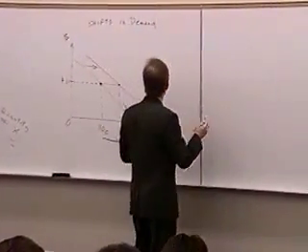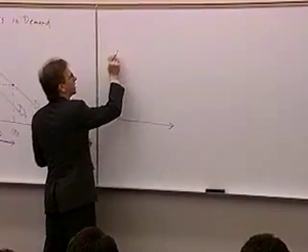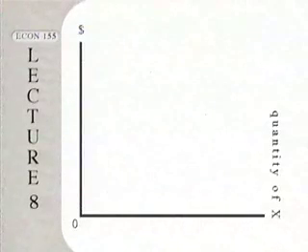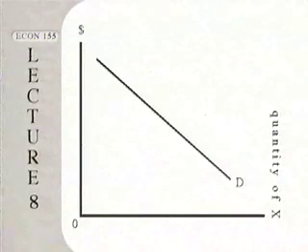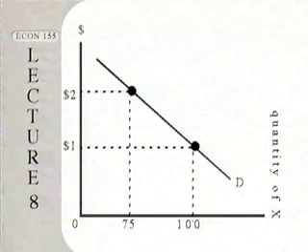Okay, so there's a shift in demand. Let me come over here and draw you another demand curve, and then I'll go back to that one in just a second. Let's suppose again that the price of the product's $1. People want to buy 100 units. Let's suppose the price of the product goes up to $2, and now people want to buy, I don't know, 75 units.